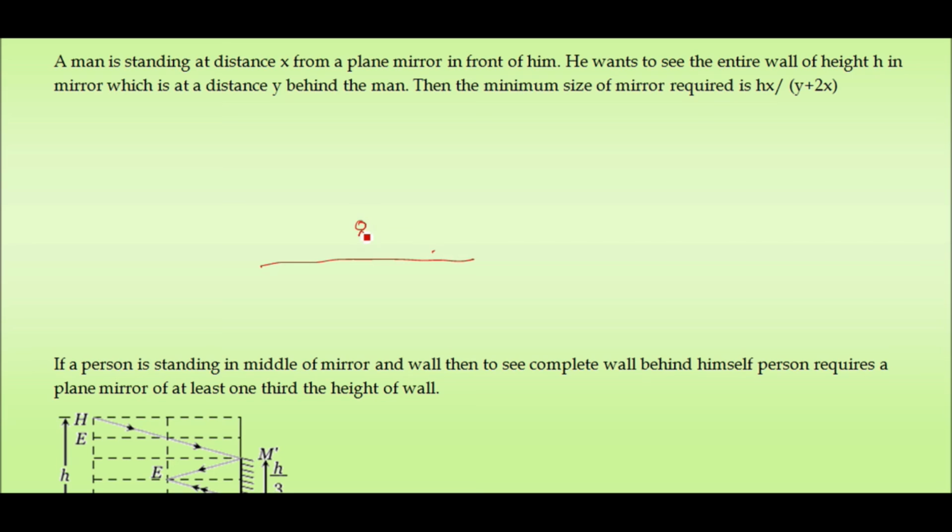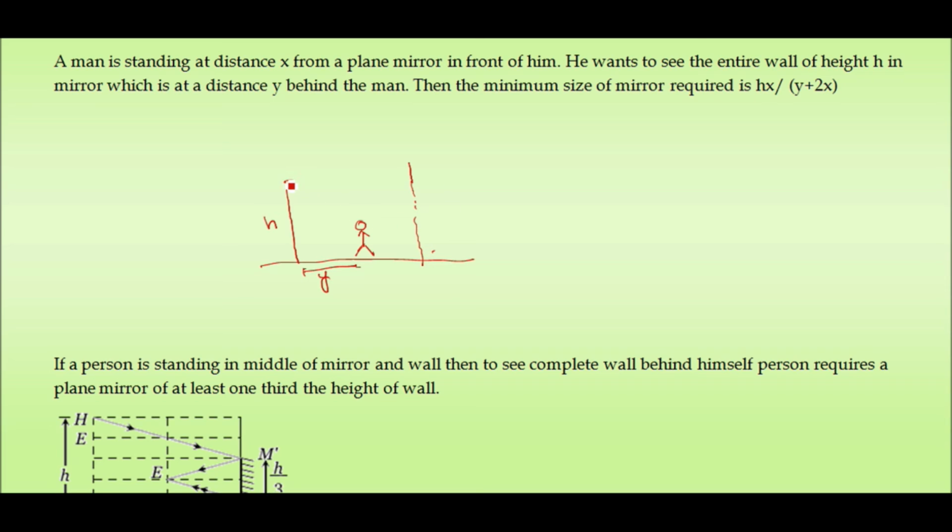So suppose this is the man, and behind this man a wall of height h is there at a distance y. So you have to calculate this minimum size of mirror required.